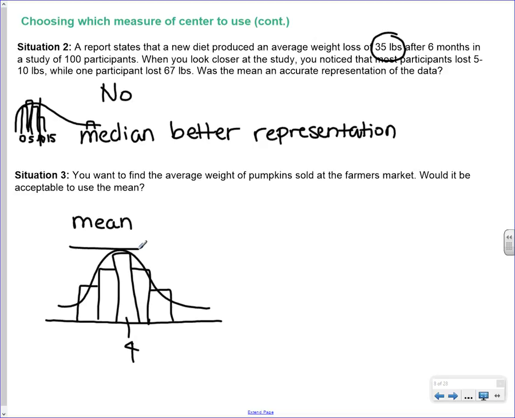So as long as you can't find a reason to think there would be any skewness in your data, then you're fine to use the mean. It's only when there's skewness that we get a little concerned that maybe the mean is not a good representation of our data.